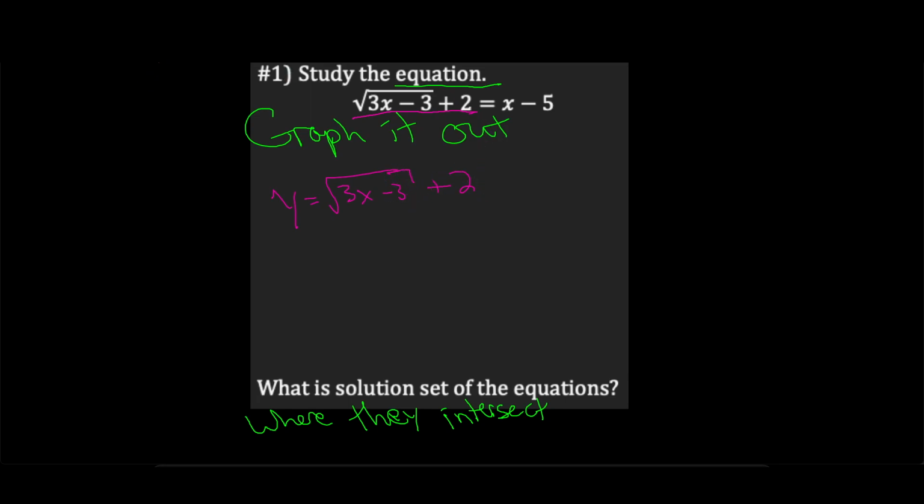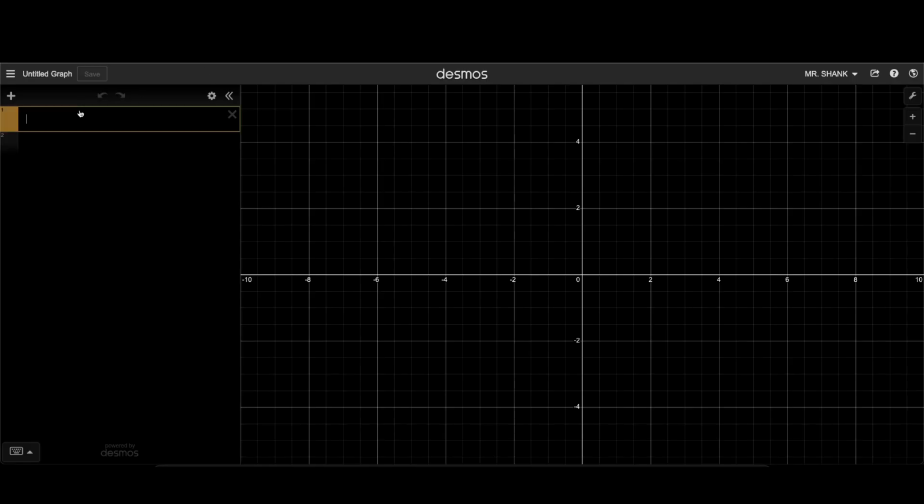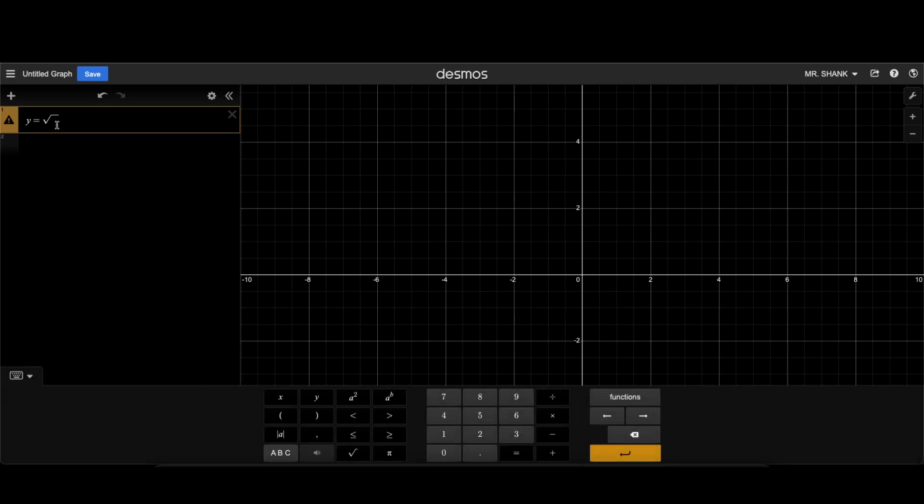I'm going to say my other equation, let's do it in yellow, is just going to be x minus 5. And so what I can do is type this into our wonderful Desmos calculator. So that's what I'm going to do now. I have y equals, I have the square root symbol, so I click square root, I have 3x minus 3. Again, make sure you use that arrow key to move to the right, and I need to say plus 2.